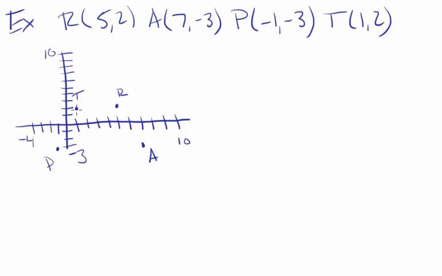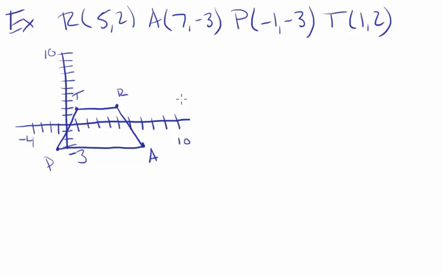So let's connect the dots here. T to R, R to A, P to A, then P to T. So, we have a pretty nice trapezoid coming along here. But let's prove that it is a trapezoid.